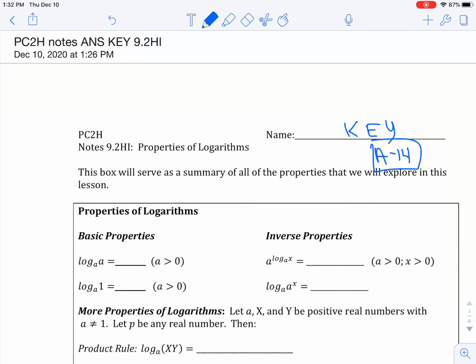Hello students. In this video we are going to be finishing up some of the notes for A-14 that we did in class today because we didn't quite finish it. So this is the sheet that you're going to be looking at, the one that's properties of logarithms. And by the way, if I didn't mention it in class, this is actually sections H, I, and J.